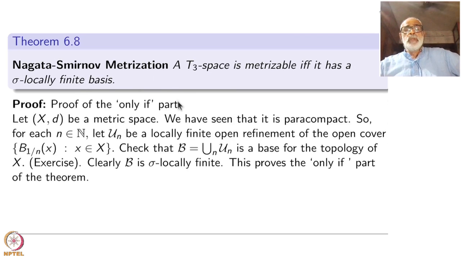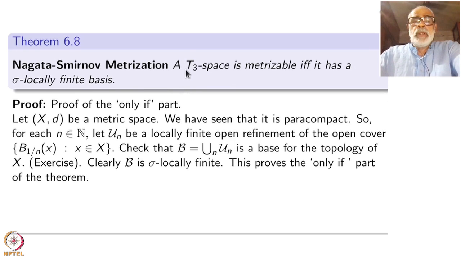Now let us come to the Nagata-Smirnov metrization theorem proof, which will be much simpler now because we have perfect normality here. A T3 space is metrizable, see, there is no second countability now, right? If and only if it has a sigma locally finite basis. Sigma locally finite basis should ring a bell. That is something to do with paracompactness.